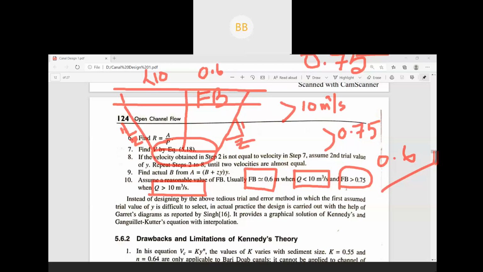Students, any doubt? Okay. So in the next class, we are going to solve numericals related to this theory. Okay.